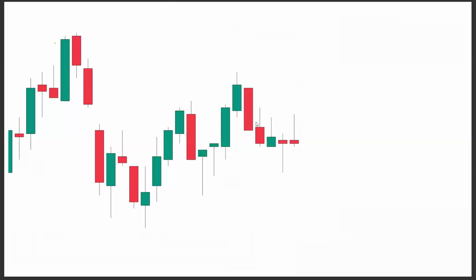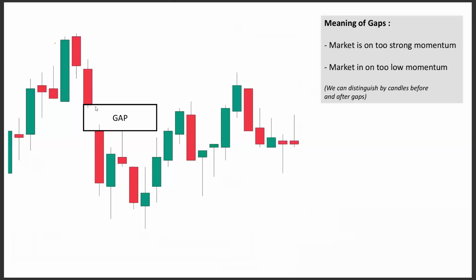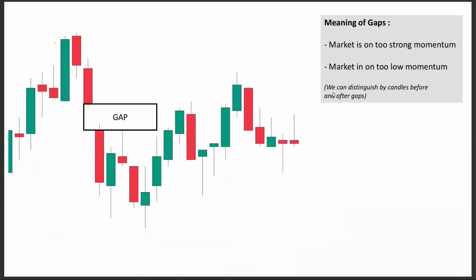Now, why does this gap form? I want to explain that to you. See, this is the gap in the market. Gaps form if the market is on strong momentum, very, very strong. Probably if price is selling strongly, you can see there's a gap. Or the market has very low momentum, meaning fewer people are trading, there's not much volume. So that's why you see gaps as well.